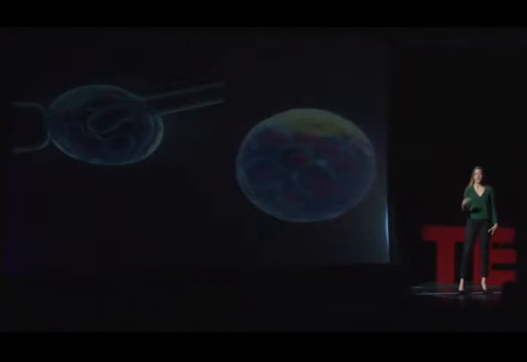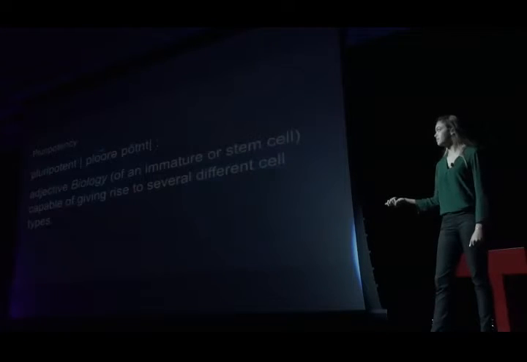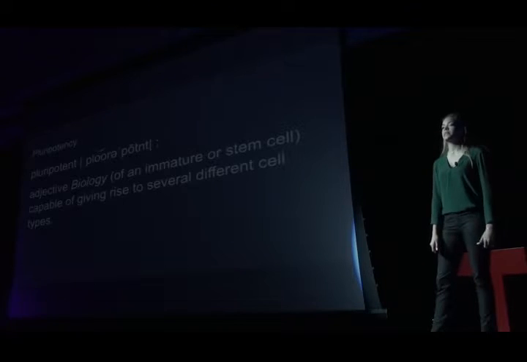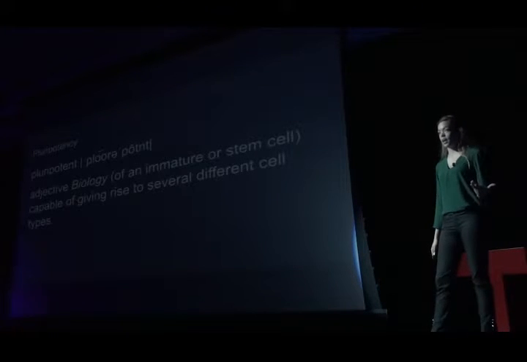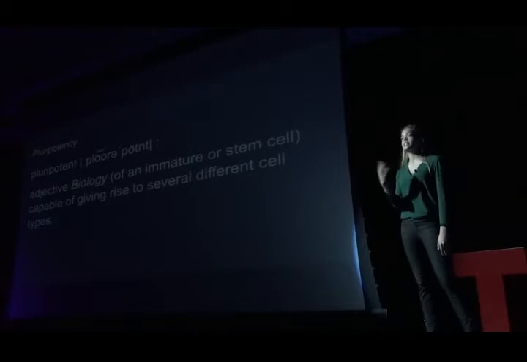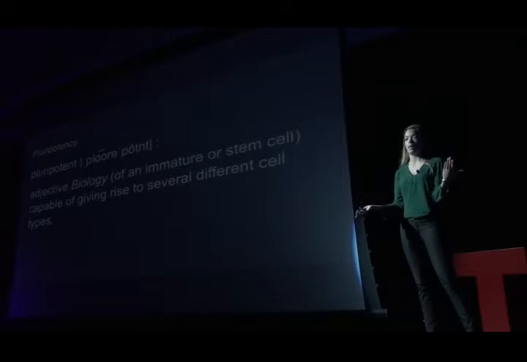What these cells contain that is different from any other cell is something known as a pluripotency gene. The pluripotency gene gives them the potential to become any cell in the human body and to differentiate itself to become a skin cell or a blood cell or a liver cell.